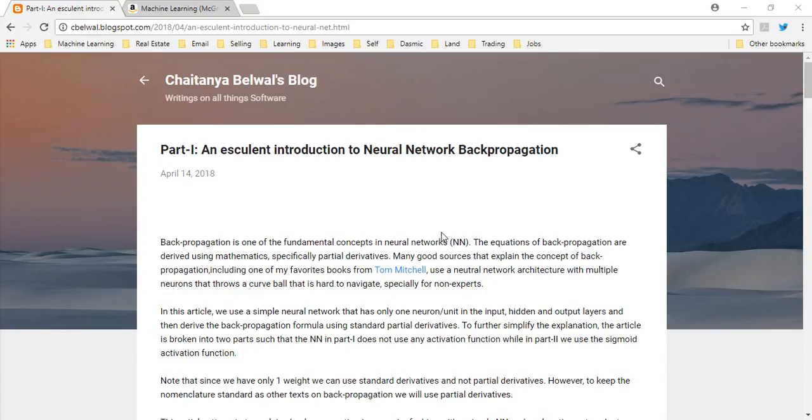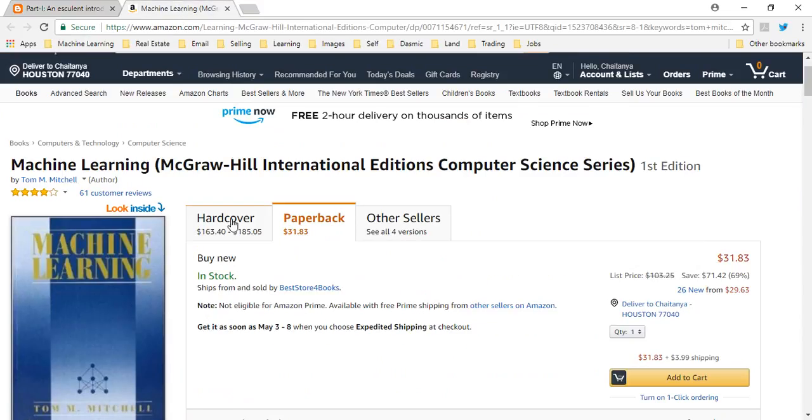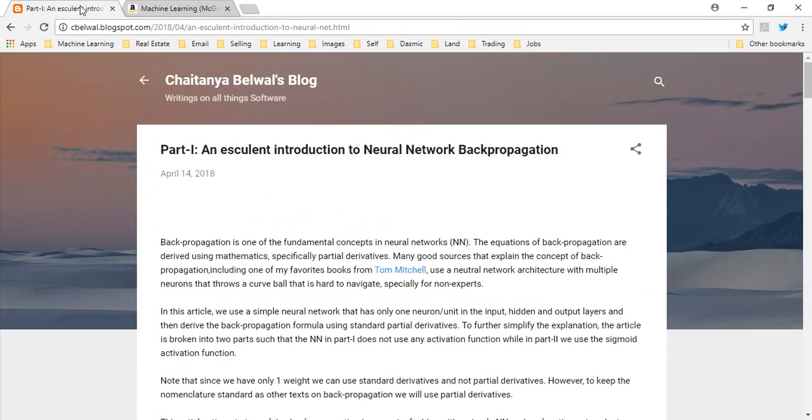One of my favorite books is the machine learning book from Tom Mitchell. This is the book on Amazon. Tom's book has a very good derivation of backpropagation, but sometimes it's a little hard to follow because he skips a few steps. So in this blog article, I have explained it in great detail, each and every step, even though it may seem very obvious. So it makes it very easy to follow.